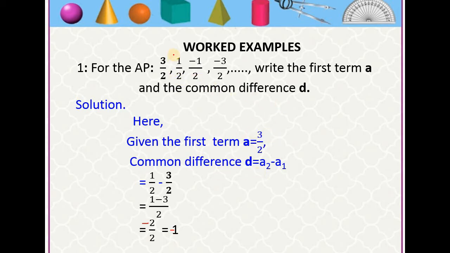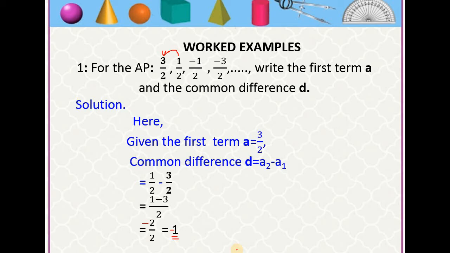So what we have to do? The first term is 3 by 2. Then how to find the difference? Difference is a2 minus a1, that is 1 by 2 minus 3 by 2, which is minus 2 by 2, which is equal to minus 1. So this minus 1 is the common difference in this arithmetic progression.